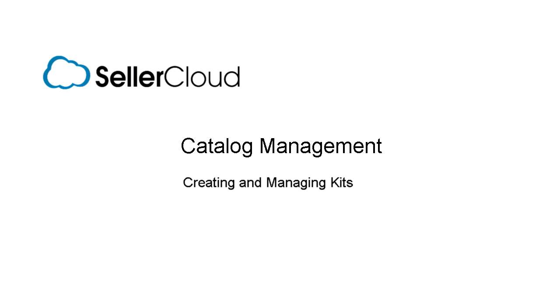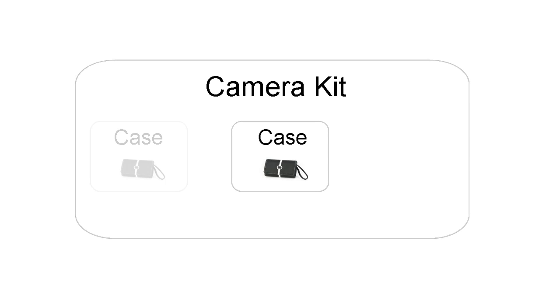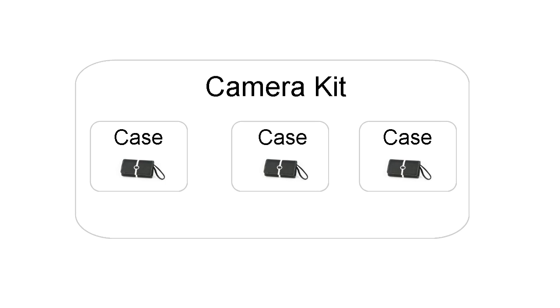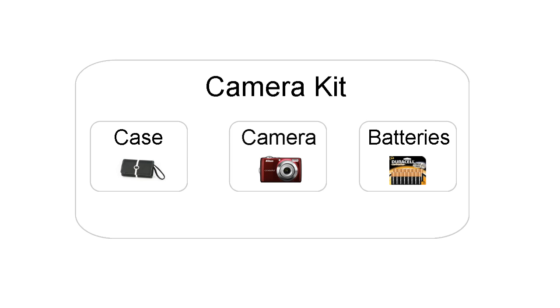In this tutorial, we'll look at how to create and manage kits. A kit is a type of product that is comprised of other products. A kit can be made of multiple units of a single product, or it can consist of a group of different products. In the kit properties, you can select multiple products and sell them as a bundled kit.